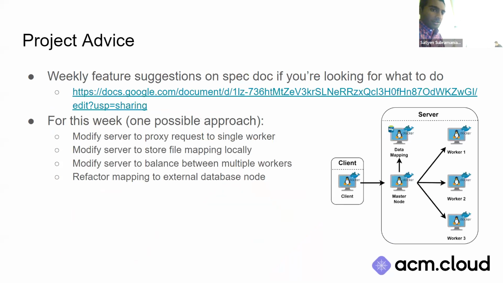Okay. And then just some general advice for the project, specifically for this week. Like I mentioned before, take a look at this if you're looking for things to add. Specifically this week, and a little bit next week as well, what we're trying to get you to do is split out the client-server dichotomy that we have into a client and still a server, but now the server will have multiple nodes instead of just a single node. Specifically, we want to have this master node that can load balance between the workers, and the master node also needs to keep track of which worker actually has the file that I'm storing, right?